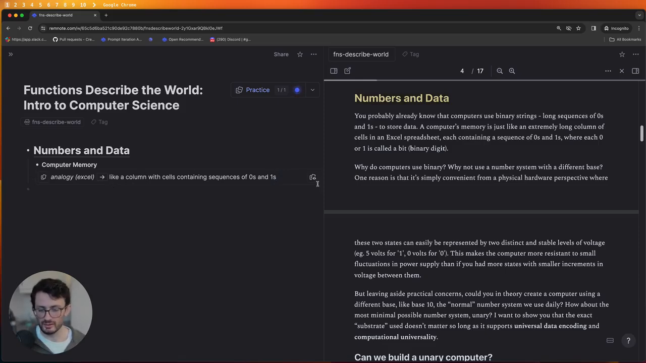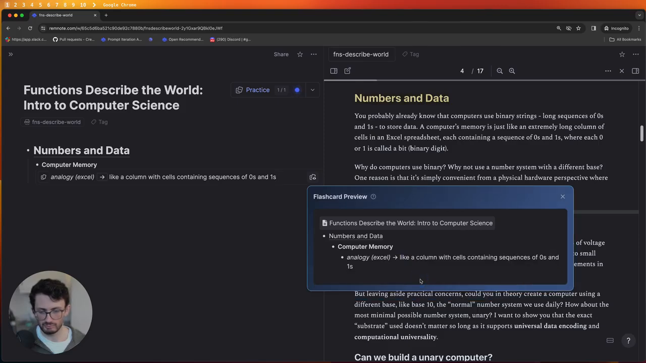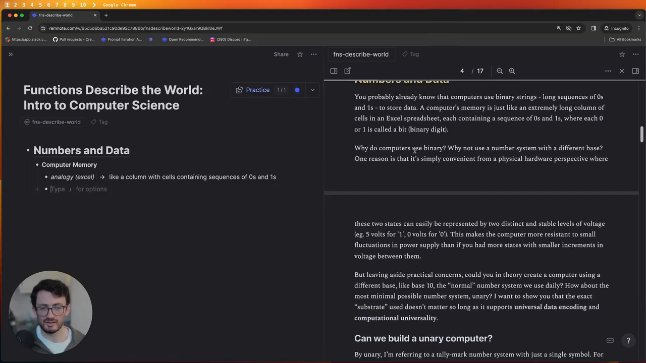So once more, let's look at the preview and check that it looks good. Numbers and data, computer memory. It looks good to me, so we can continue. So the second idea that we're introduced to is the concept that computers use binary, typically.